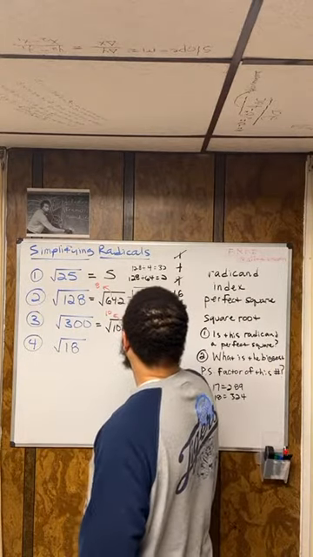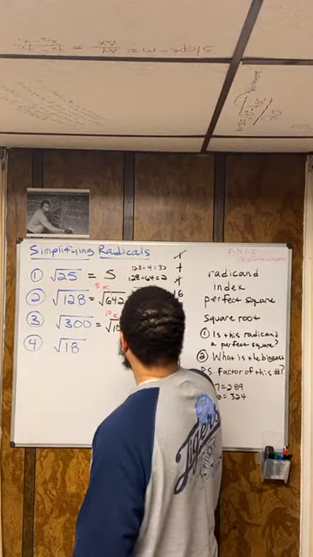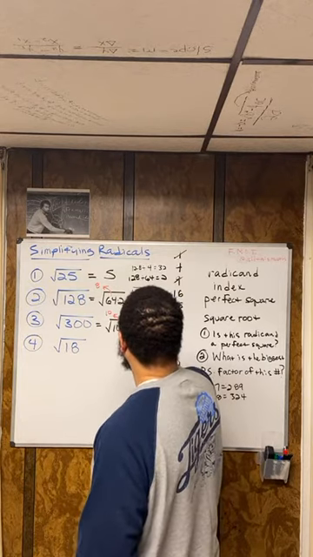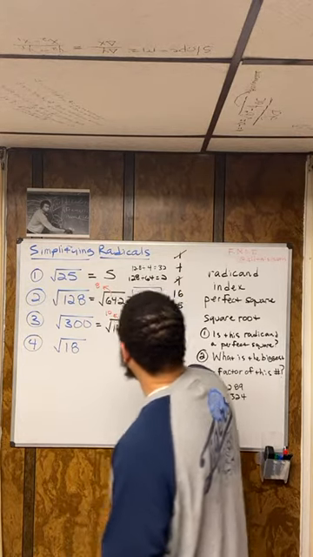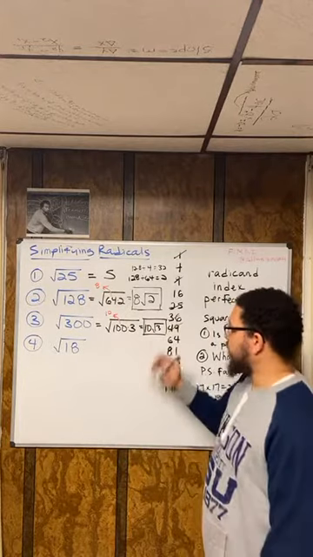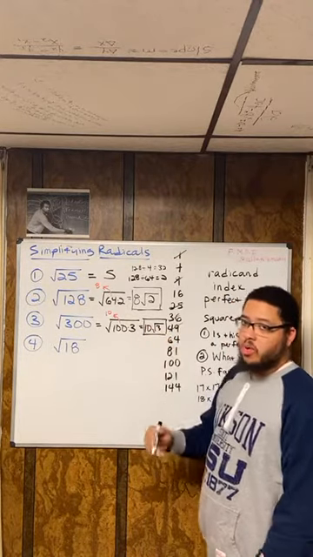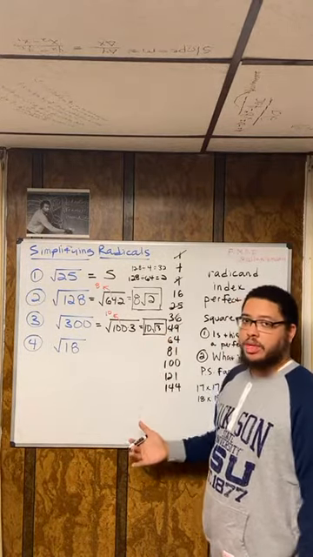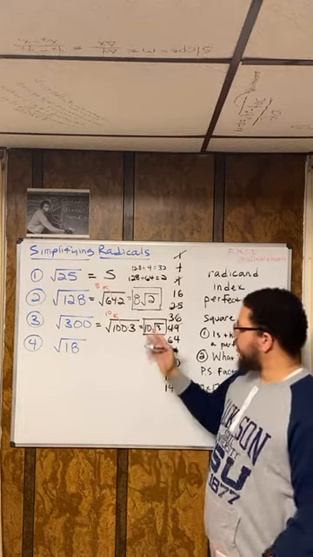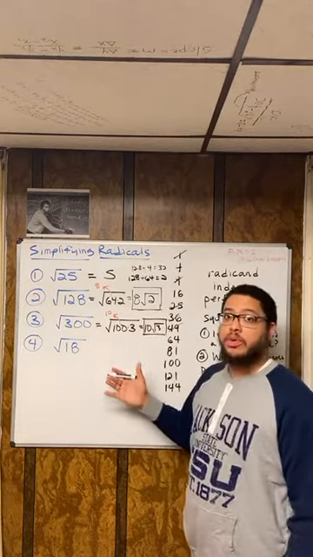So I got 10 on the outside, and 3 is still on the inside, and I'm done. So the way I read this is 10 root 3, or 10 times the square root of 3. Either way is cool. 10 root 3 or 10 times the square root of 3.